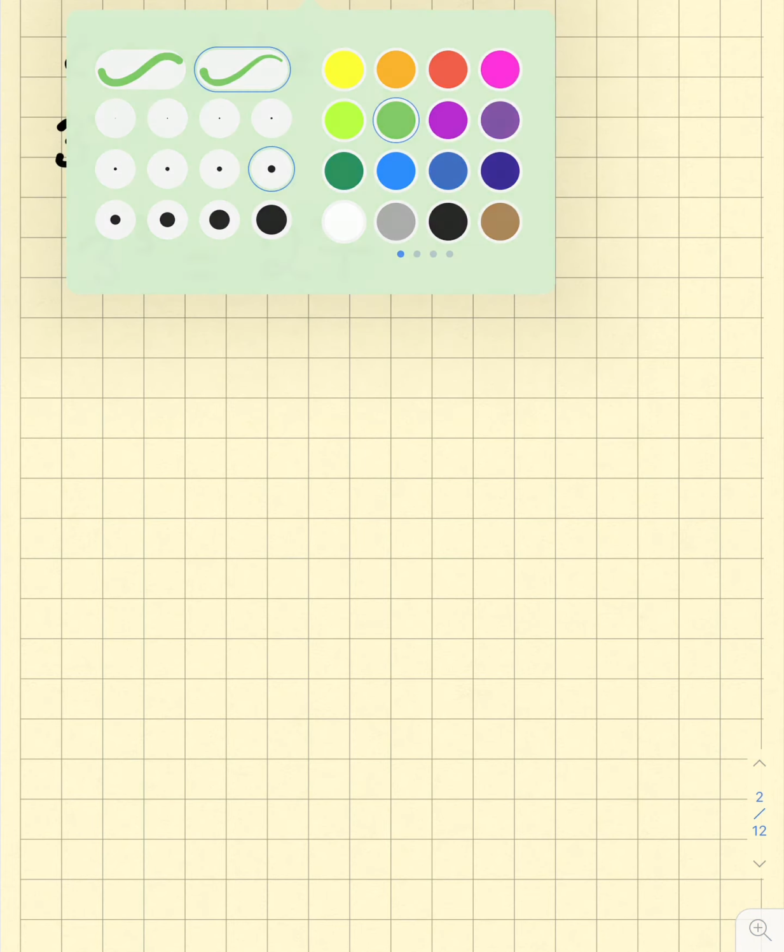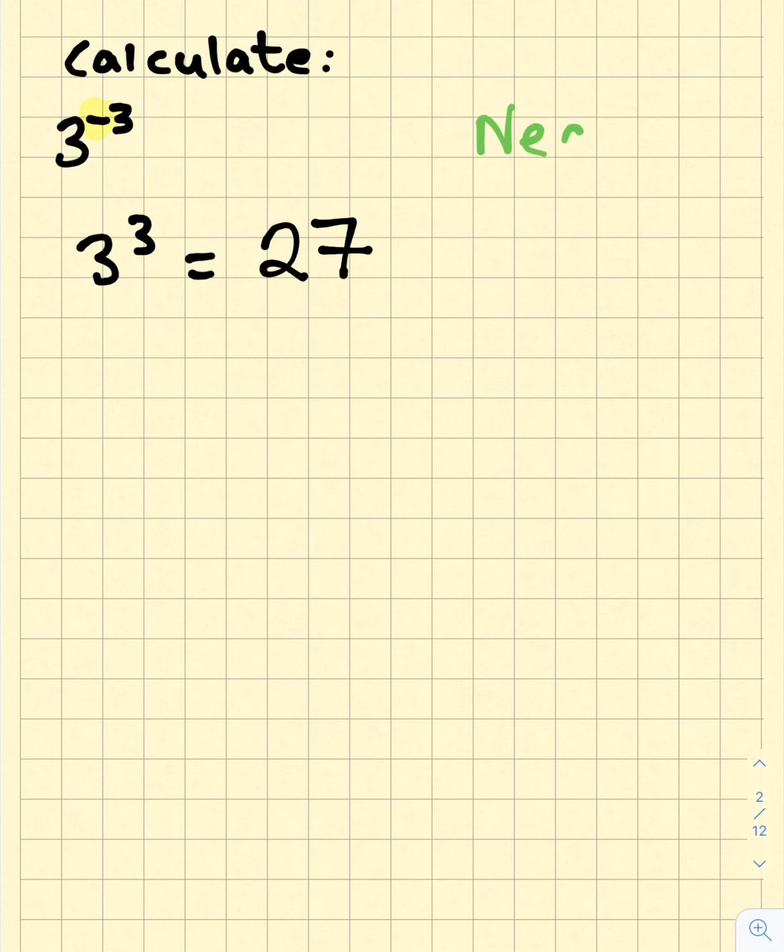So what's our first step? Our first step is ignore the negative, okay? Evaluate the 3 cubed as it is. Now 3 cubed actually means 3 multiplied by 3 multiplied by 3, which is in fact 27, okay? And now we shall deal with our negative, and as we know, negative leads to reciprocal, so let's write that down. Negative powers lead to reciprocal.